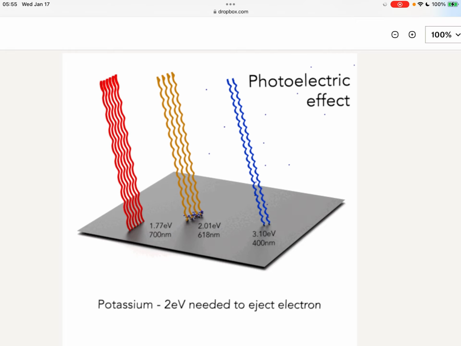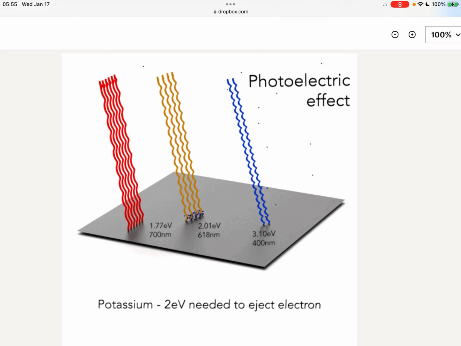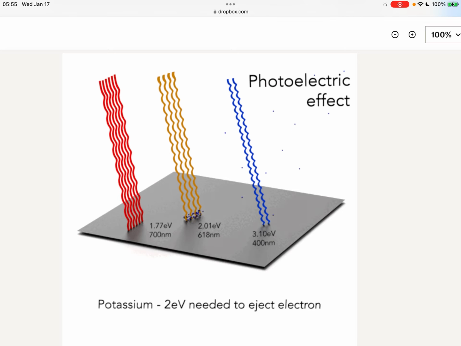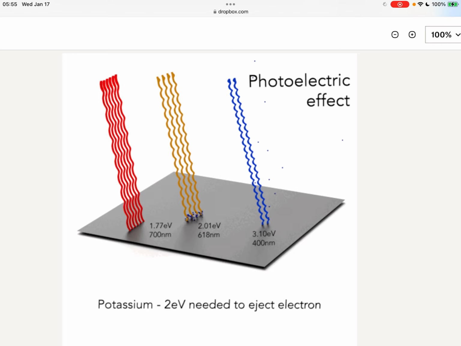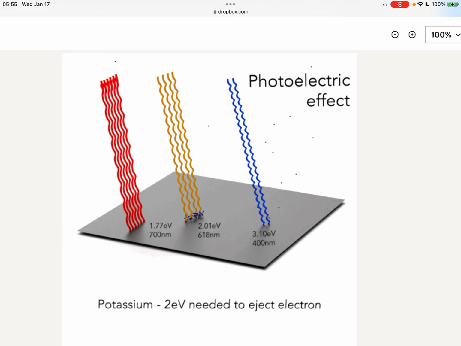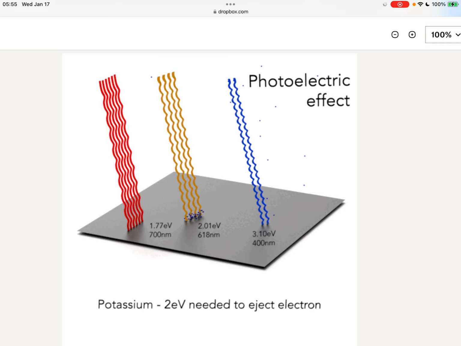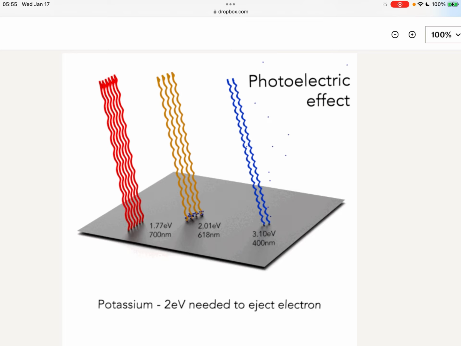So you can see over here with 700 nanometer light, of a long wavelength or low energy, we don't have enough energy to eject electrons. 618 nanometers is just enough energy to start ejecting electrons, but the ejected electrons are moving very slowly. And then if we go down to 400 nanometer light, much higher frequency, the ejected electrons have much more energy and are able to move away from the metal surface very, very quickly.